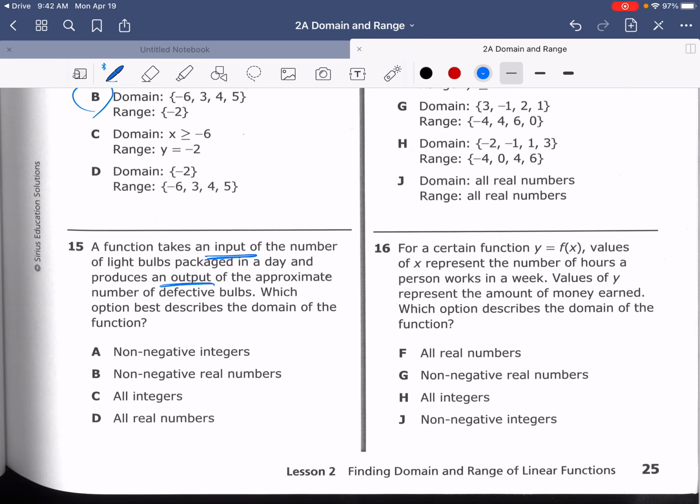Now, you are talking about light bulbs. Is that countable or can't you count? You can count 1 light bulb, 2 light bulbs, 3 light bulbs. So it should be integers, but it cannot be all integers because you cannot have -1 light bulbs, -2 light bulbs. You cannot do that. So it should be non-negative integers, not real numbers. If you want real numbers, you should have something like 1.5 light bulbs, stuff like that.